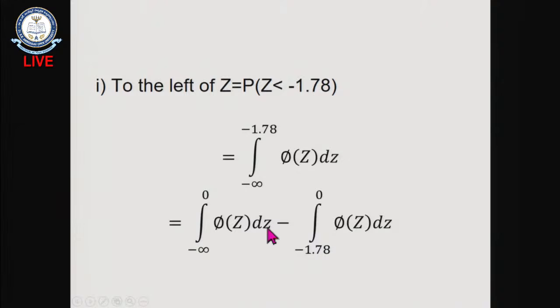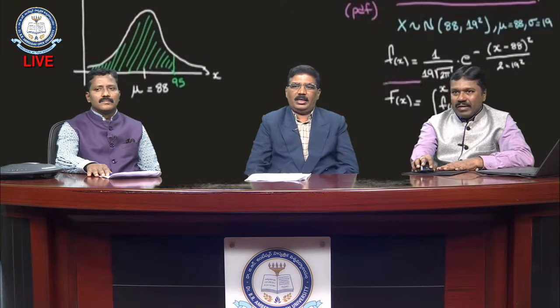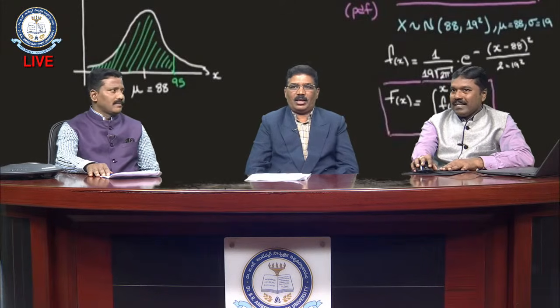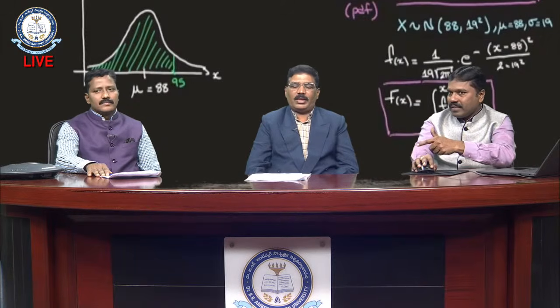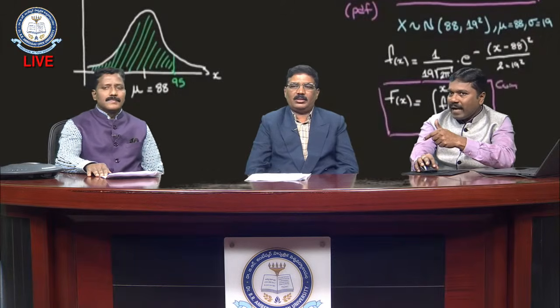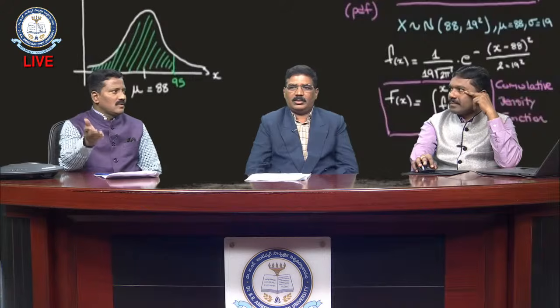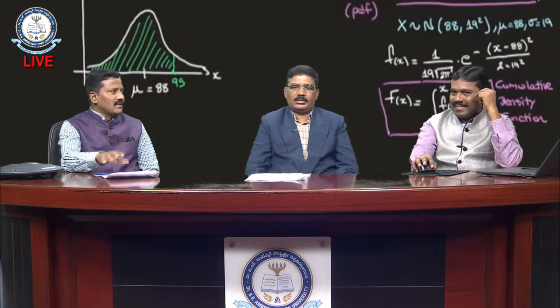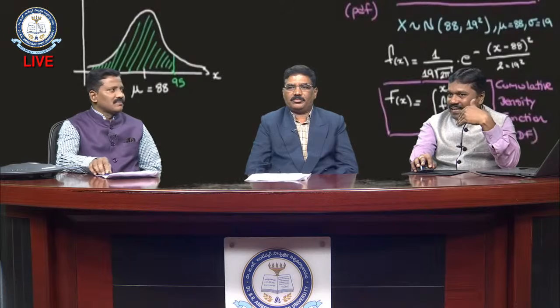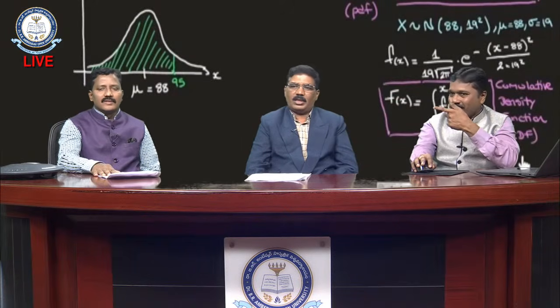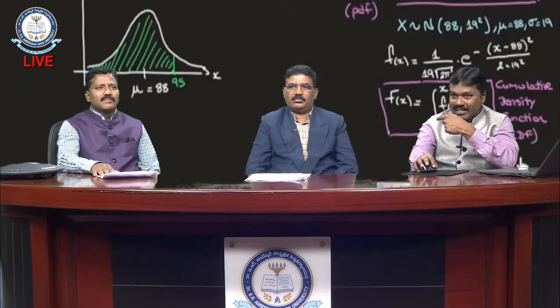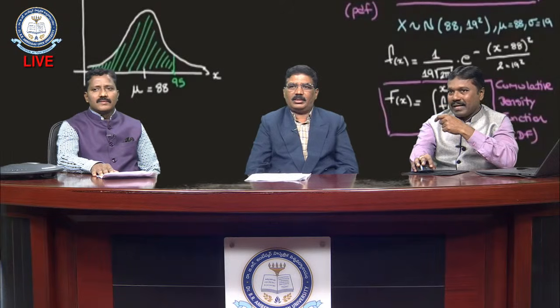So phi of Z has limits minus 1.78 to 0. Total area, minus this one value, then I will get the required value. Left of Z, minus infinity to 0 means 0.5. So 0.5 minus this part value, then we get how much area is occupied by the left of Z. Minus 1.78 to 0 is converted to 0 to 1.78, because that area is available only for positive values. Why we can consider that, I will explain in the next step.